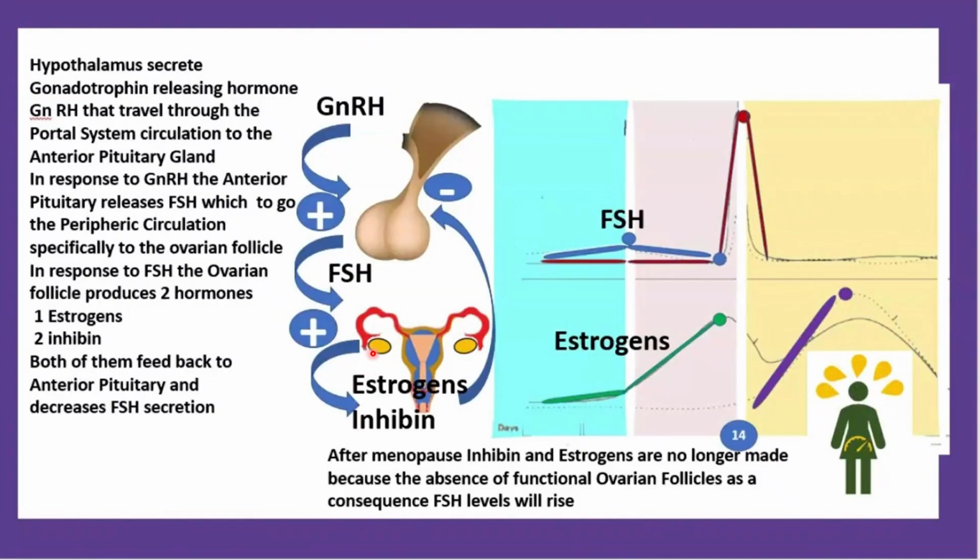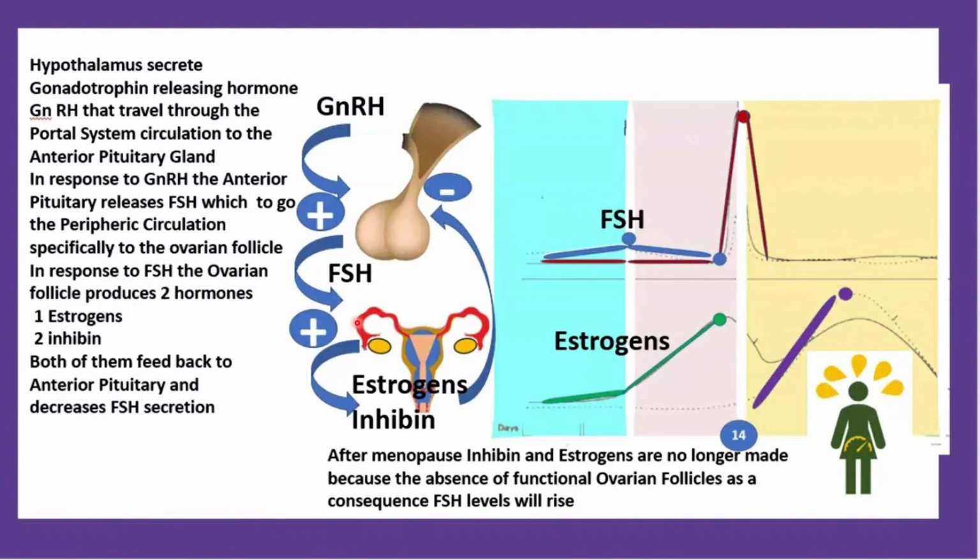Now, what does the ovarian follicle do? In response to this FSH, it's going to produce two hormones. The first is estrogen, the second is inhibin. Now, both of them are going to send a feedback to the anterior pituitary gland, which is going to let them know, hey, I've had enough. I've produced enough estrogen and inhibin. You can stop sending me FSH, and that's what's going to stop the secretion of FSH.